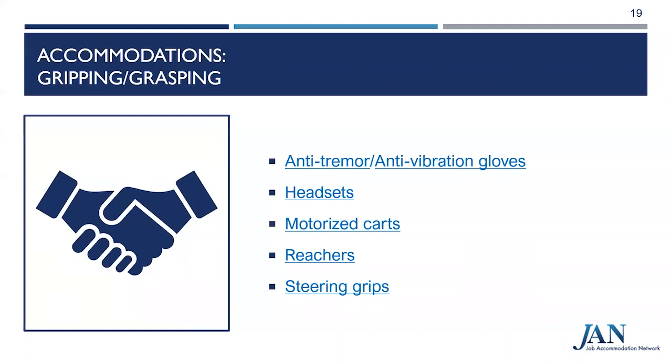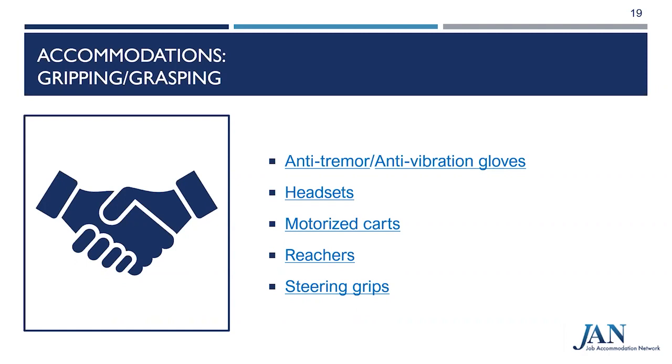Next, we're going to talk about some gripping and grasping accommodations. Gripping and grasping can be issues in several jobs for individuals with fine motor limitations. JAN offers several accommodations for grasping in our A to Z limitations page that are job specific. Today, I'm just going to mention some accommodation solutions that could be helpful in most settings.